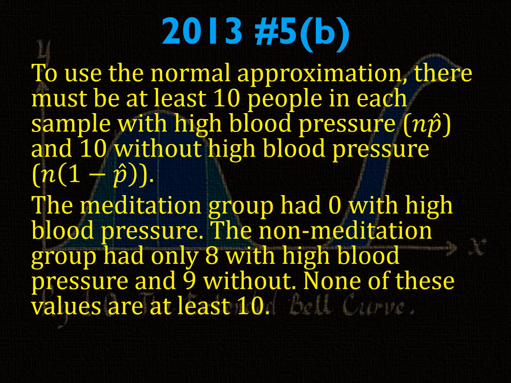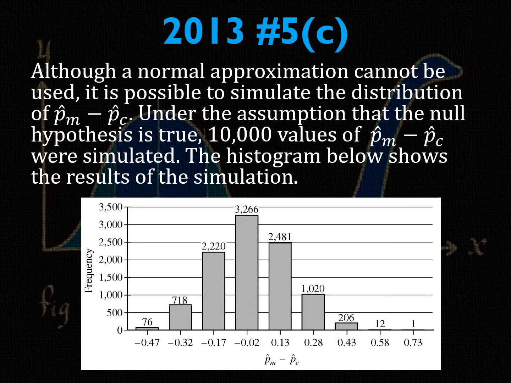Now in this case, the meditation group had 0 with high blood pressure. Well, that's less than 10. The non-meditation group had only 8 with high blood pressure and 9 without. So 3 of the 4 quantities are not at least 10. So the normal condition is not usable because your sample size is too small.